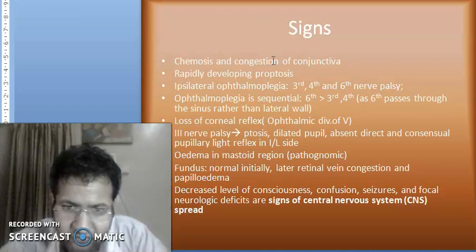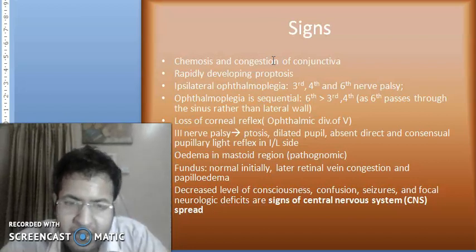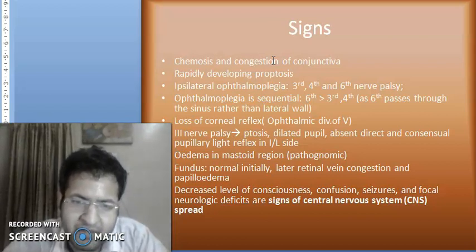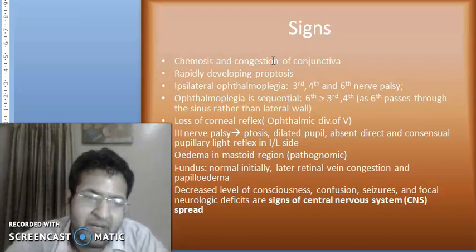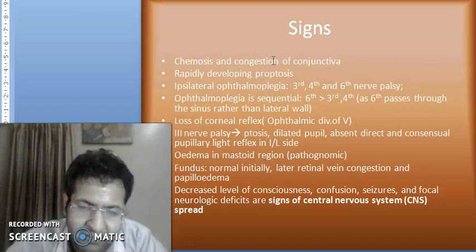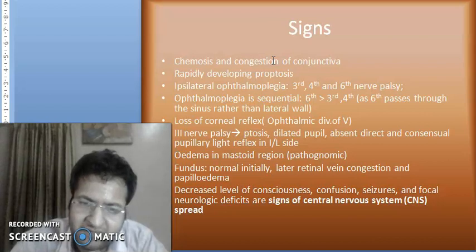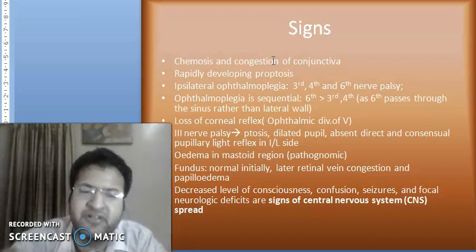There will be loss of corneal reflex because of the involvement of the ophthalmic division of the trigeminal nerve. The third nerve palsy leads to ptosis, dilated pupils, and absent direct and consensual pupillary light reflexes on the ipsilateral side. There will be edema in the mastoid region. If there is edema in the mastoid region in a patient with orbital cellulitis, it is pathognomonic for cavernous sinus thrombosis.